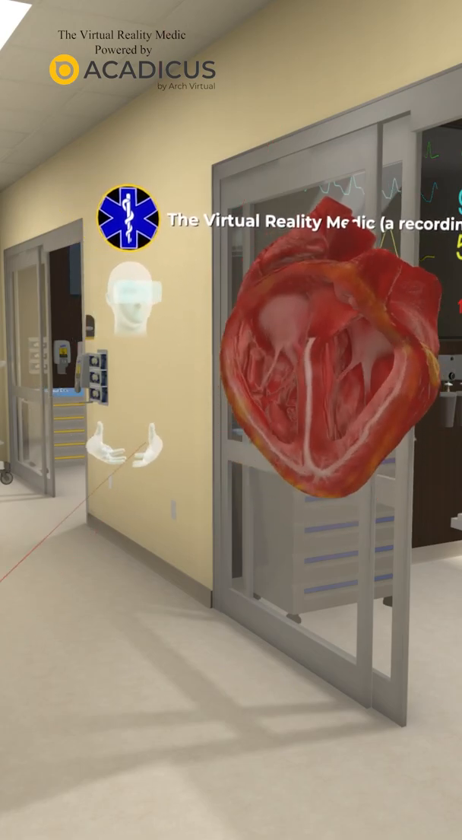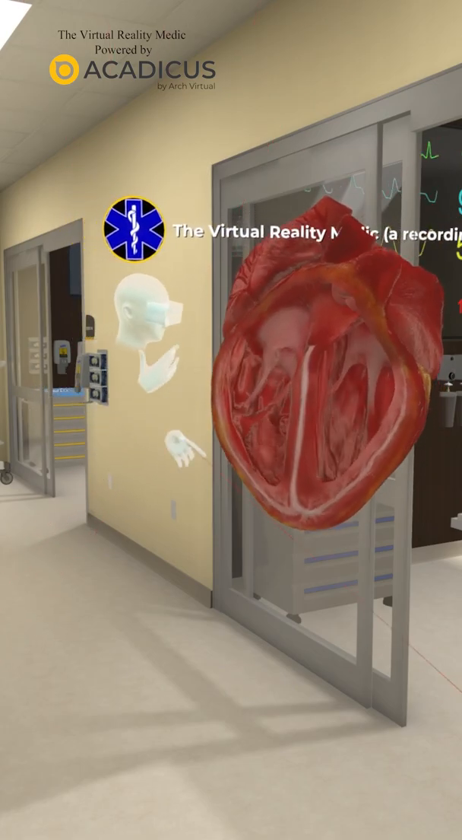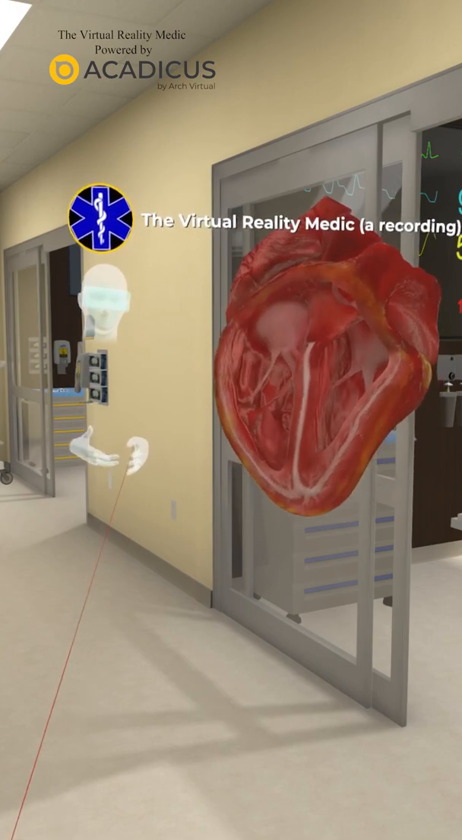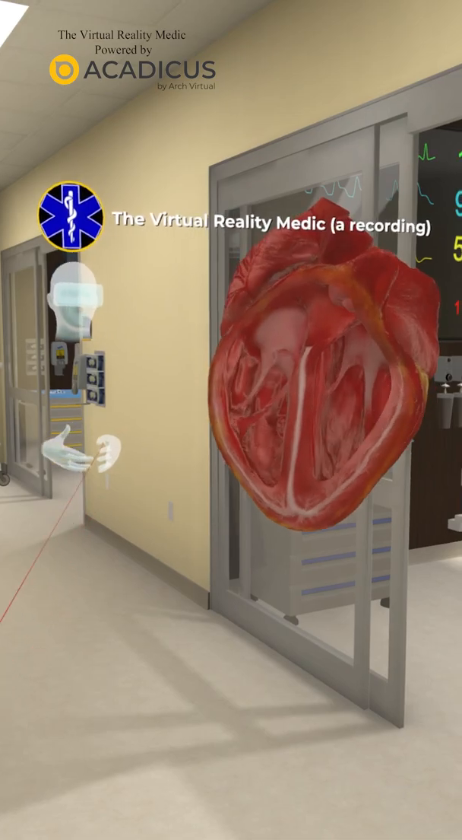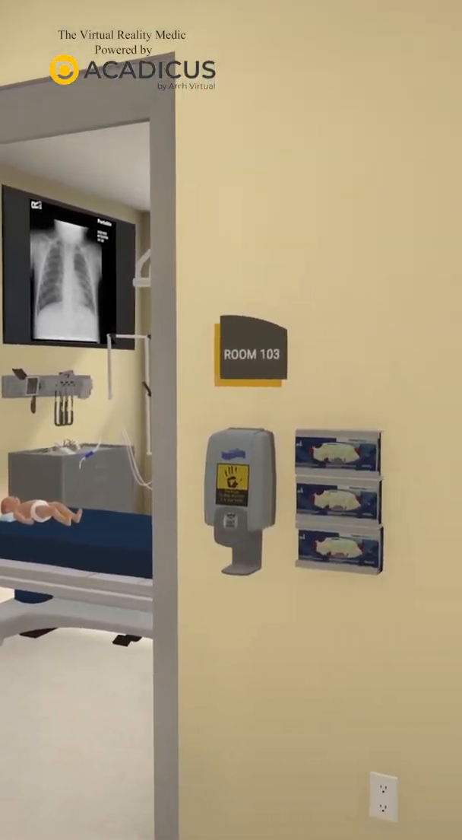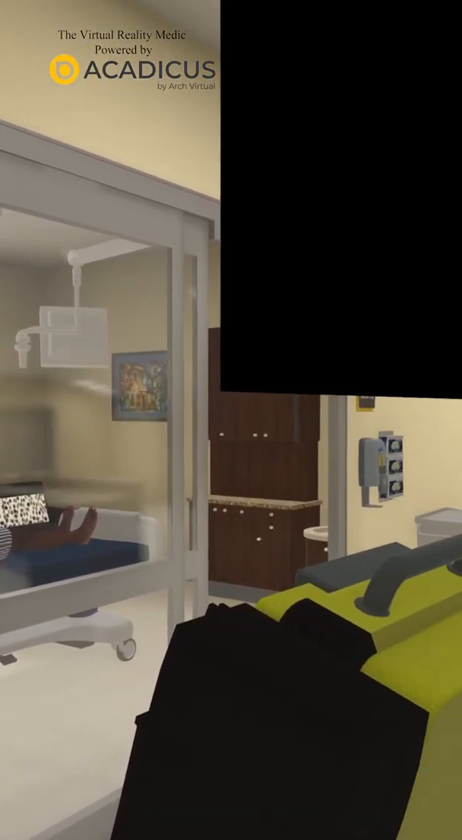Wonderful question that came in about Tetralogy of Fallot. Now, that's cardiac related. We're going to talk about that here in just a second. But you'll notice that we're in a pediatric intensive care unit. You can take a look around. We're in the pediatric intensive care unit.